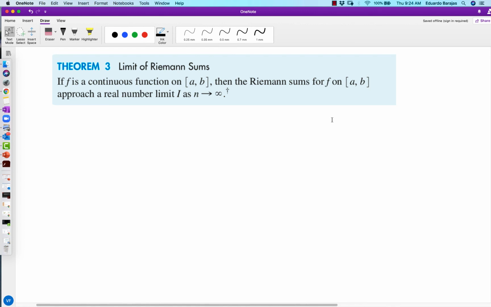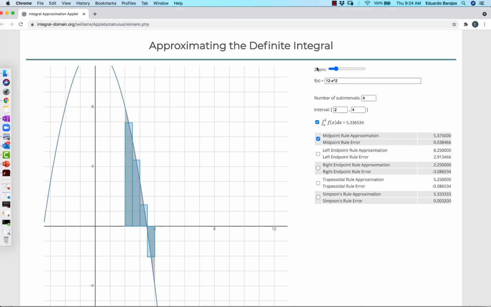Theorem 3, the limit of Riemann sums. So if f is a continuous function on a to b, then the Riemann sums for f on a to b approach a real number limit I as n goes to infinity. Okay, so as we can confirm with our applet, sticking to that same equation we were just using, as n goes to infinity, that means that n controls how many rectangles we have. So if we increase n, we increase the number of rectangles.